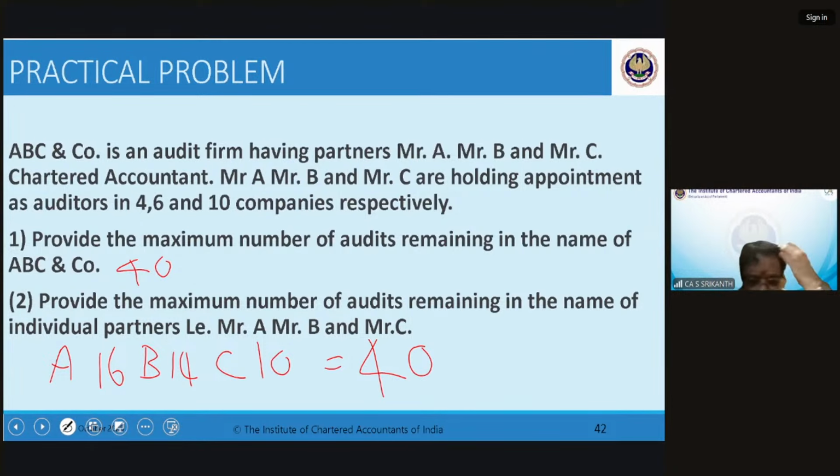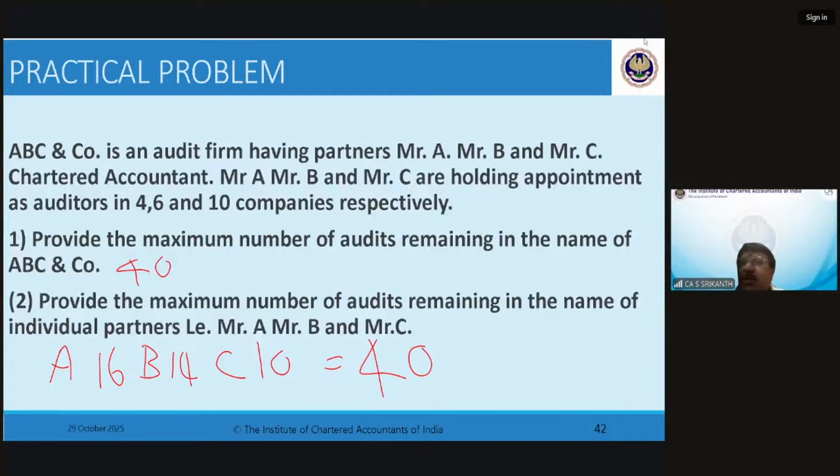So the point we need to understand here is there is an upper limit and a sublimit. The upper limit is 20 into the number of partners. That means 3 partners, 20 into 3, 60, is the upper limit. But sublimits are there. A single partner cannot take more than 20. So based on that, we allot the audits. Of the remaining 40 audits which the firm can still do, A can do 16, B can do 14, and C can do only 10, because he has already got 10. That is the answer. Correct. Maximum allowed is A 20, B 20, C 20, total for the firm 60, like that.